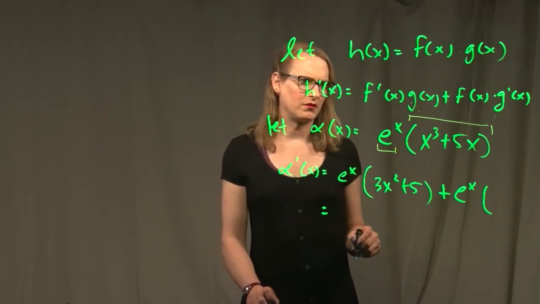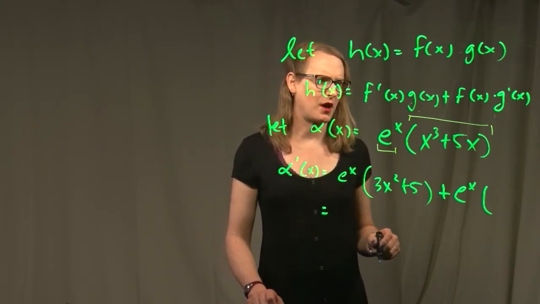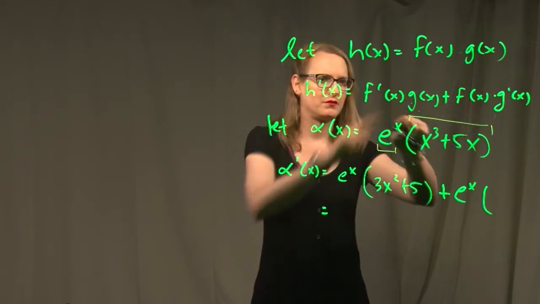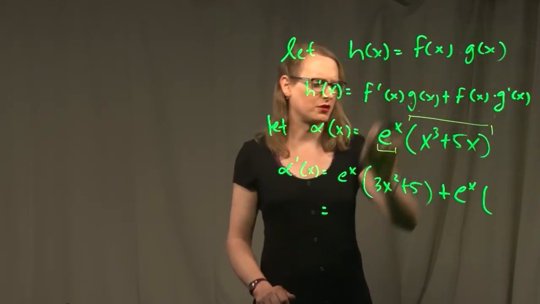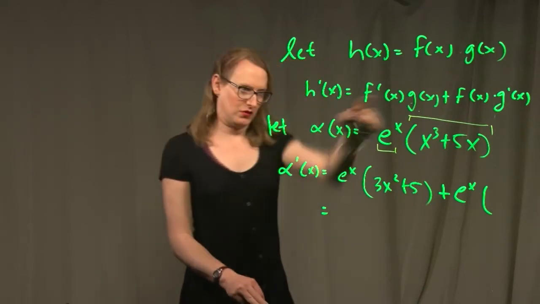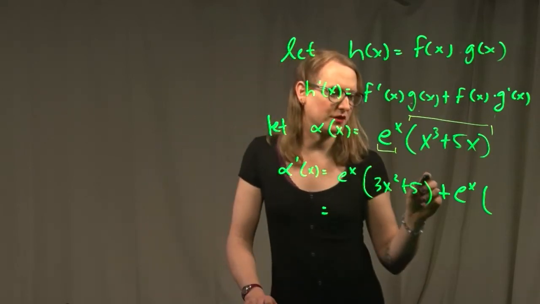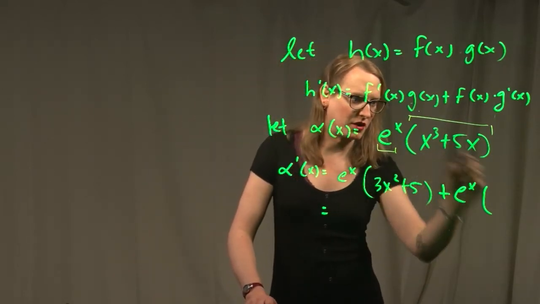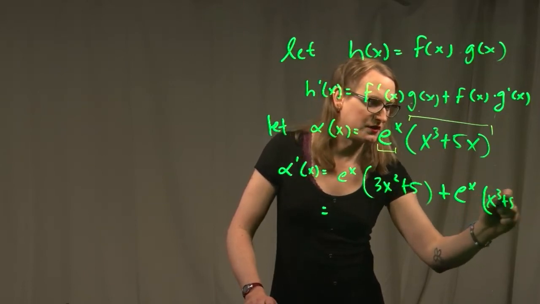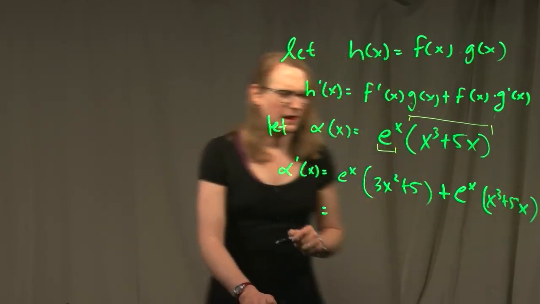I did them in the wrong order. I've got them flip-flopped. So this whole term is here and this whole term is here. That's okay. Addition commutes. So this one we'll just have regular old, this part right here, x cubed plus 5x.